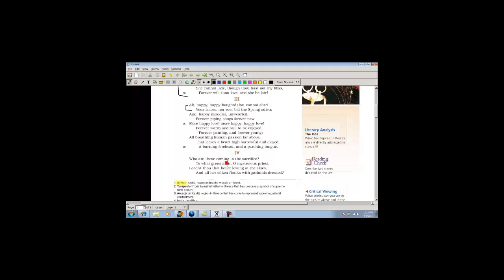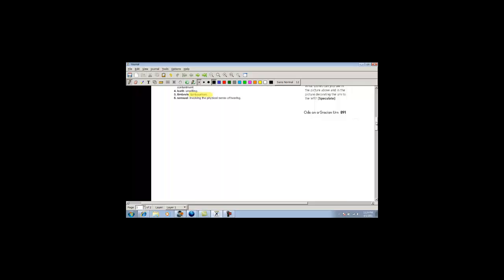"Who are these coming to the sacrifice? To what green altar, O mysterious priest, leadst thou that heifer lowing at the skies, and all her silken flanks with garlands drest?" We don't know the backstory of who this priest is. We don't know why they're coming to sacrifice. We don't know who they are. So this urn is full of mysteries for us.